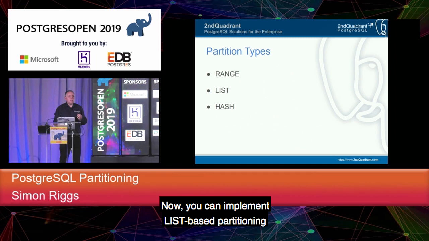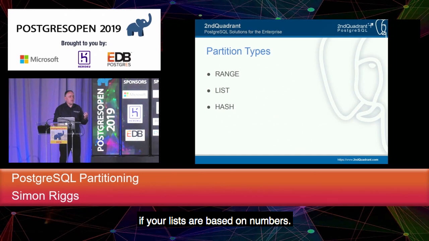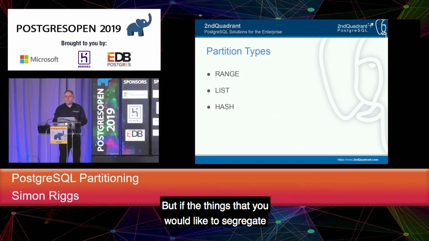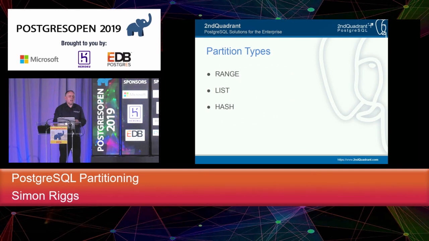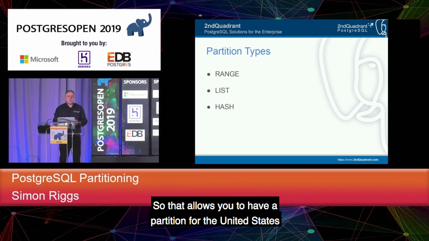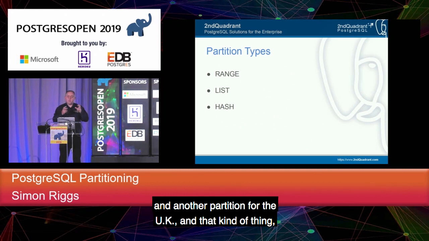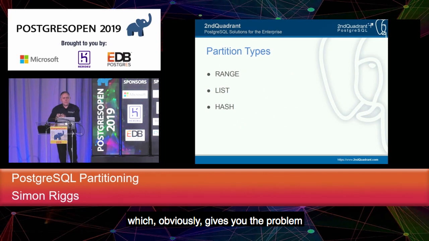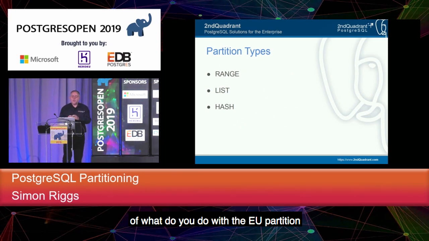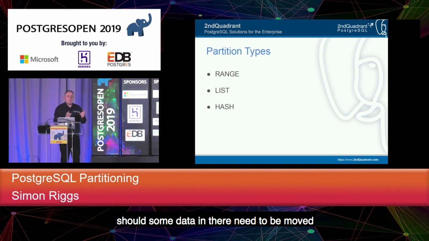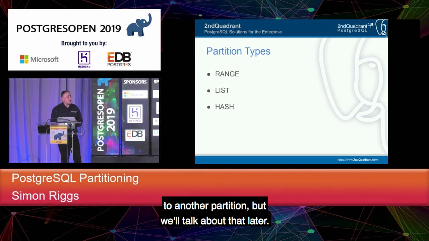Now, you can implement list-based partitioning if your lists are based on numbers, but if the things that you would like to segregate are text strings, then the only way to do that is with list partitioning. So that allows you to have a partition for the United States and another partition for the UK and that kind of thing, which obviously gives you the problem of what do you do with the EU partition should some data in there need to be moved to another partition, but we'll talk about that later.